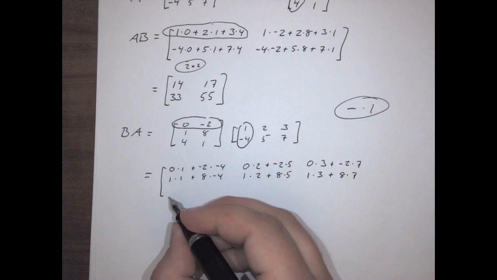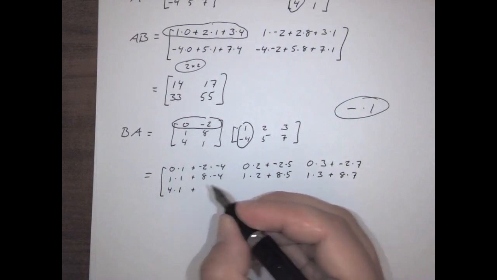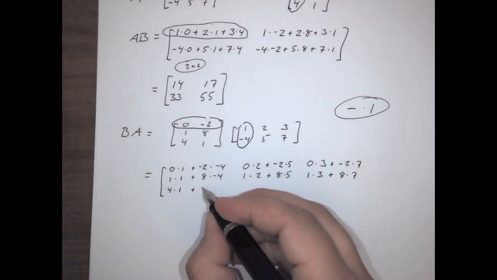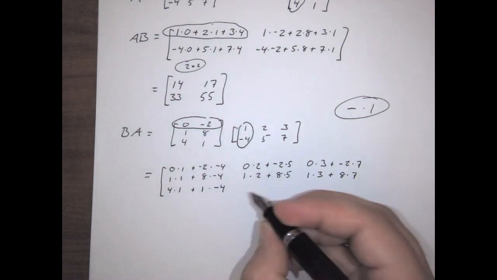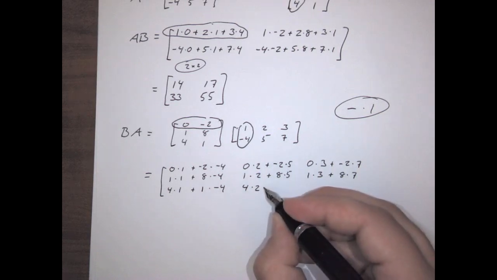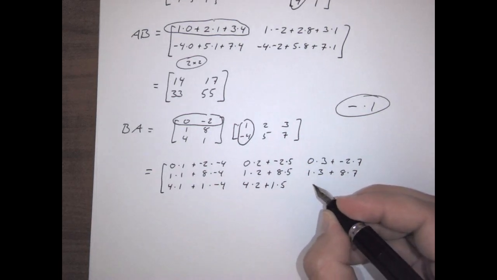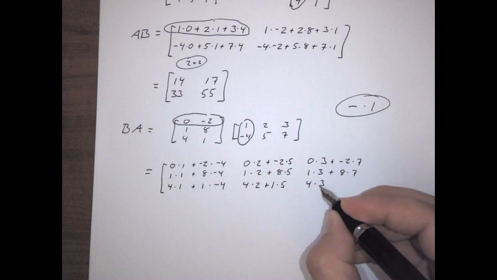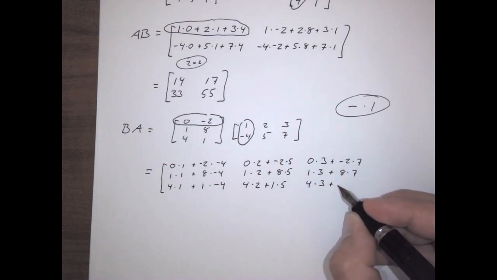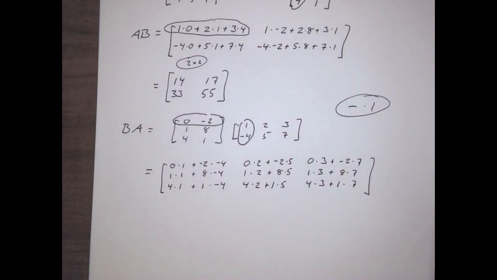And then down here, what we'll have is 4 times 1 plus 1 times negative 4. And then right here, we're going to have 4 times 2 plus 1 times 5. And then we're going to have 4 times 3 plus 1 times 7. And notice when I've written it out like this in a very systematic fashion, you can tell what is the same and what is changing with each entry.